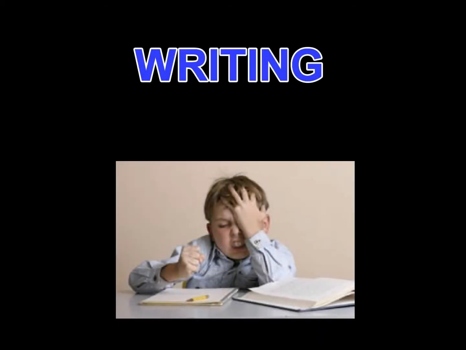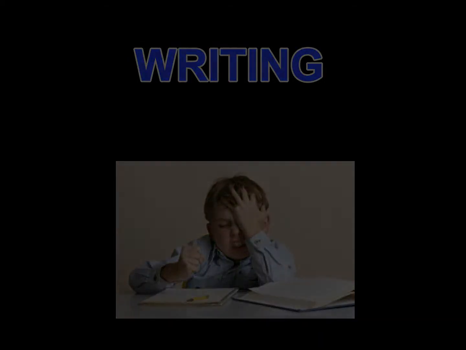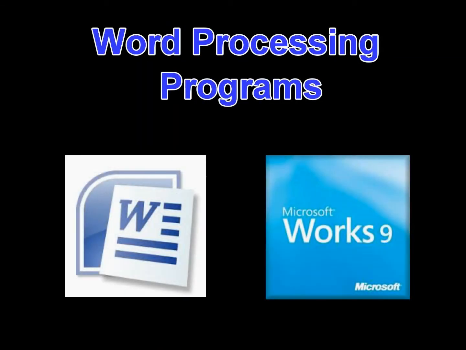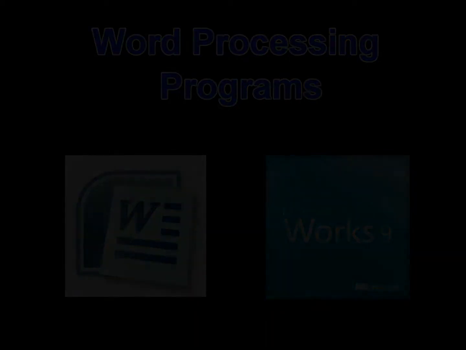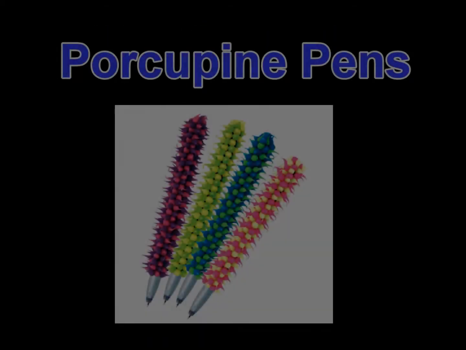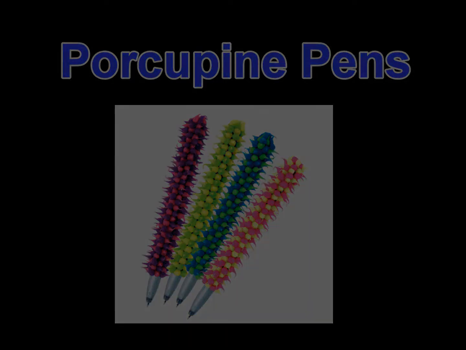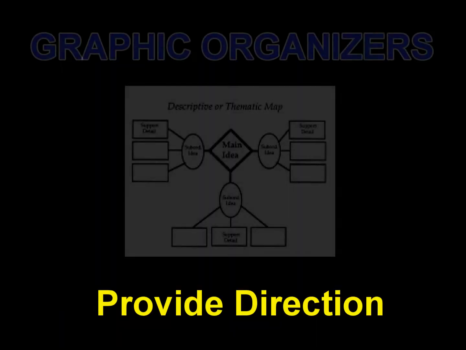Students may struggle with writing, which can cause a lot of frustration. Word processing programs such as Microsoft Word and Microsoft Works can help with spelling and grammar errors. Porcupine pens work really well for students that need the tactile feel. This helps the student stay focused instead of tapping pencils or tearing paper or finding something else to touch.